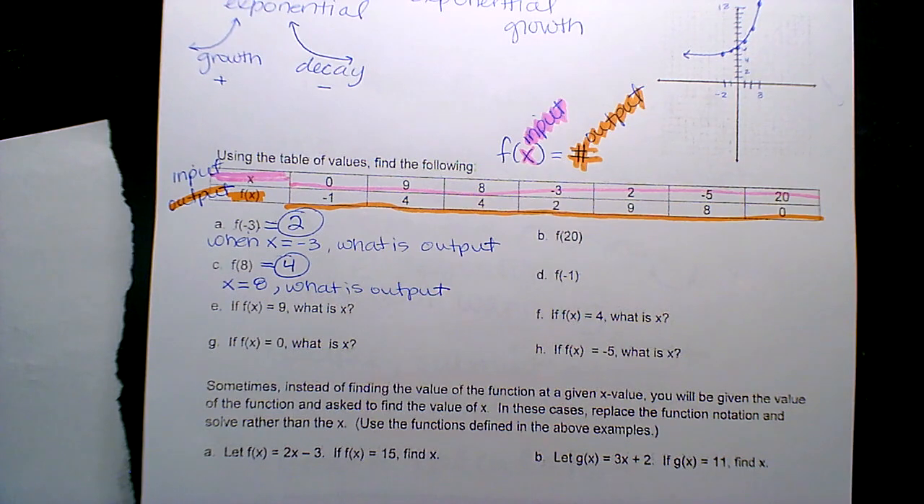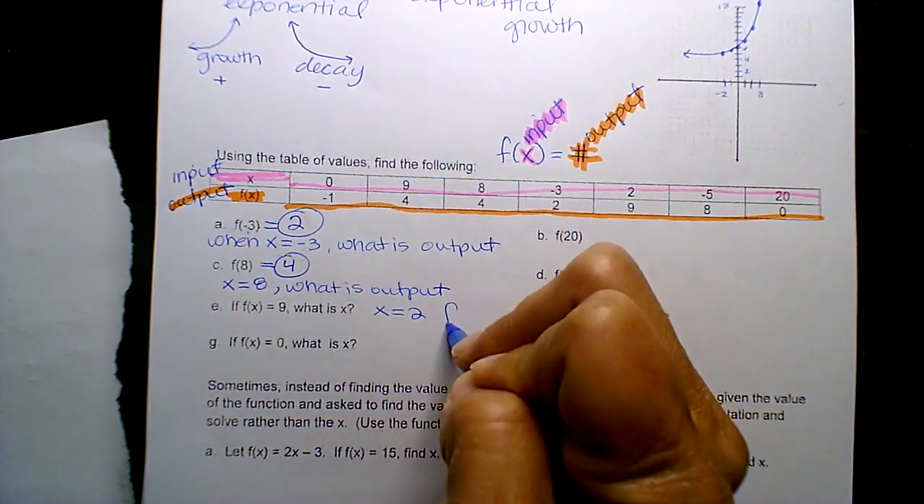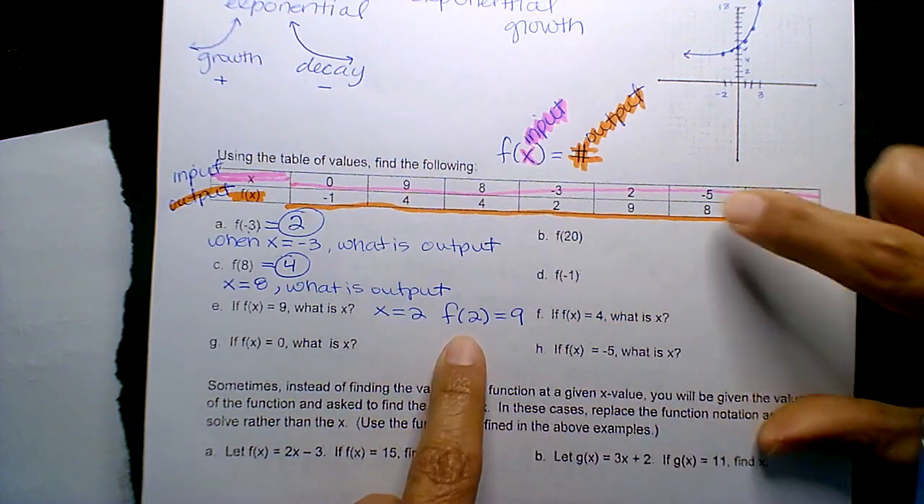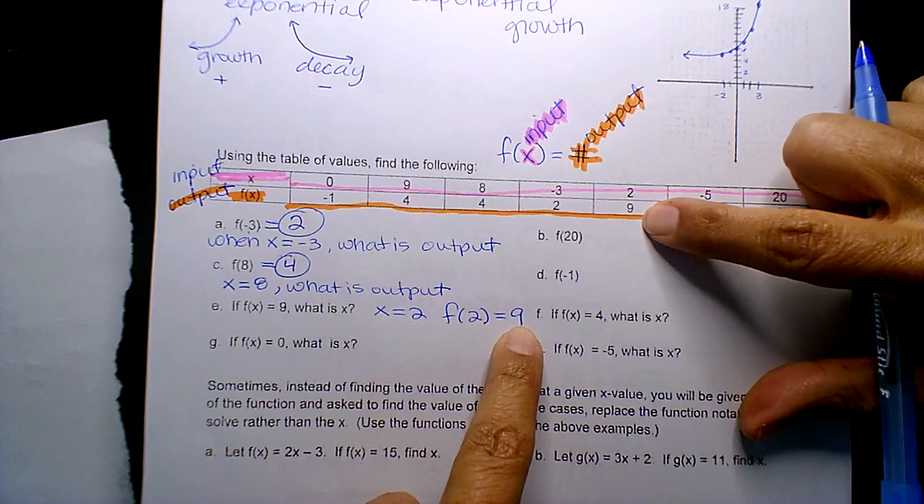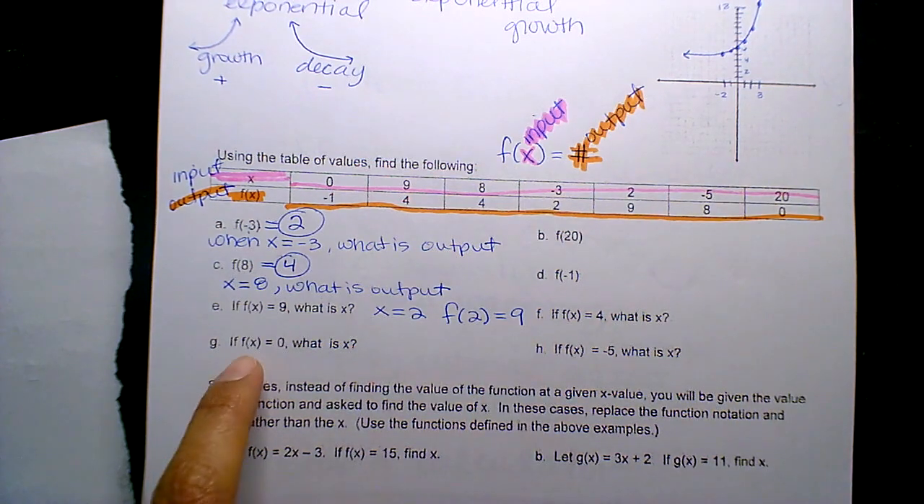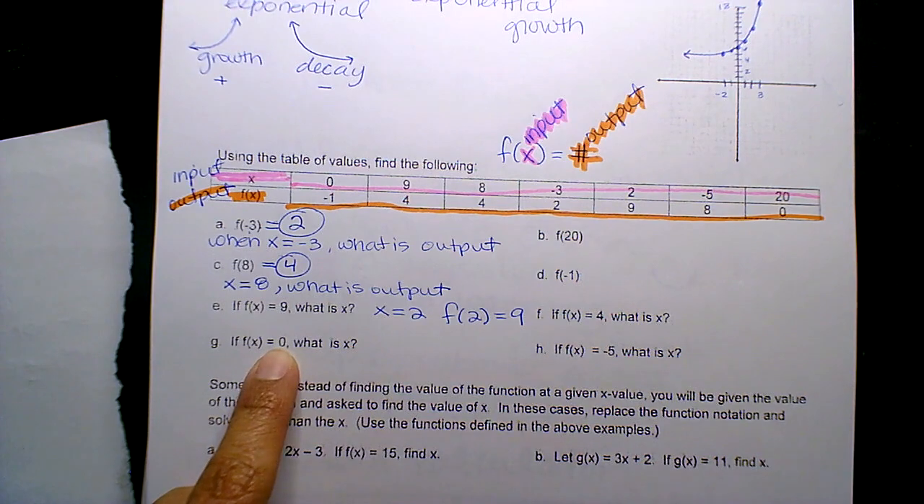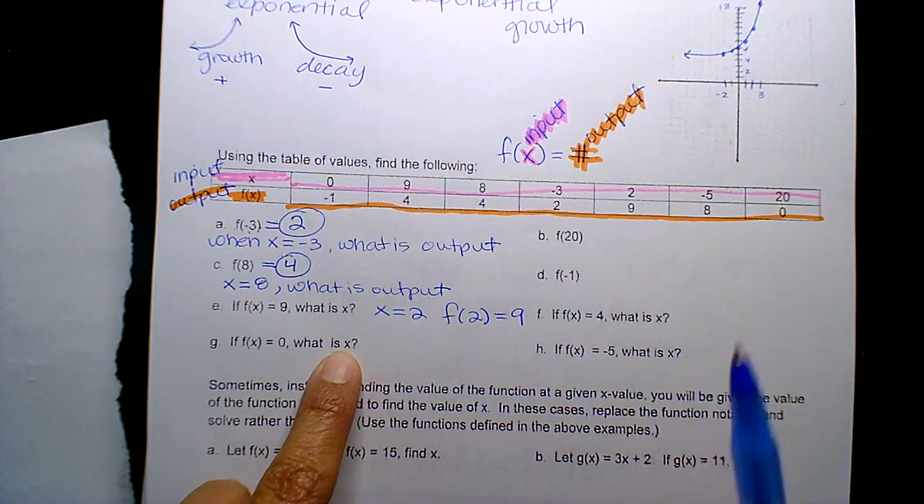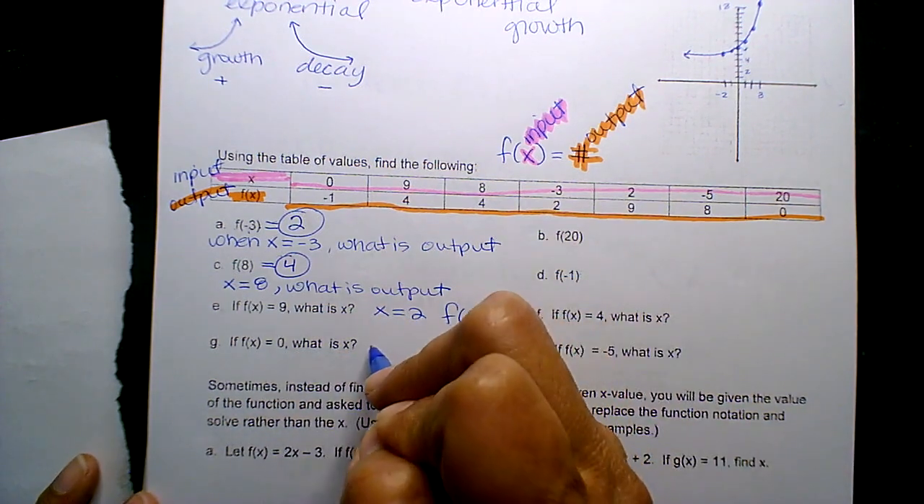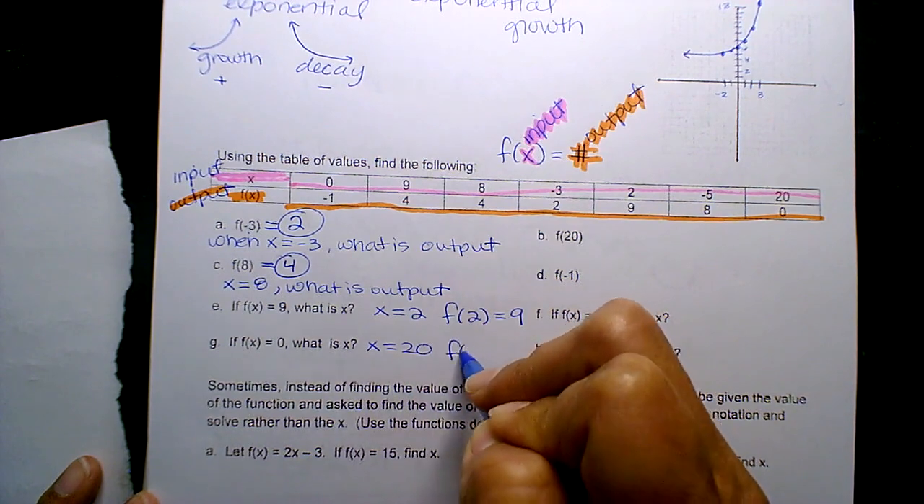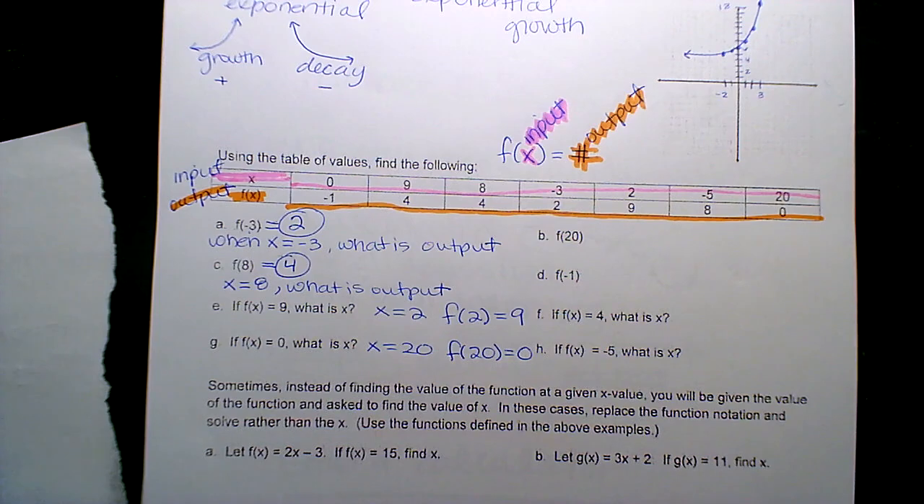So see how after the equal sign, if f of x is equal to 9, what is x, meaning what's your input? So what is it? 2. Yeah, 2. Perfect. x equals 2, meaning f of 2 is equal to 9. When I put the input 2, I get output 9. So now, if f of x is 0, if the output is 0, which is orange, what is the input? 20. Perfect. So x equals 20, so f of 20 is equal to 0. That's it.